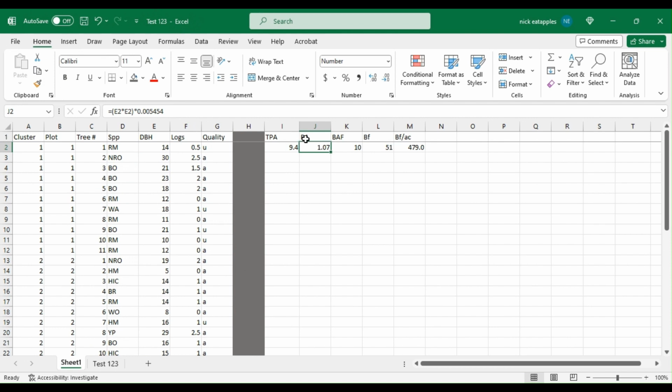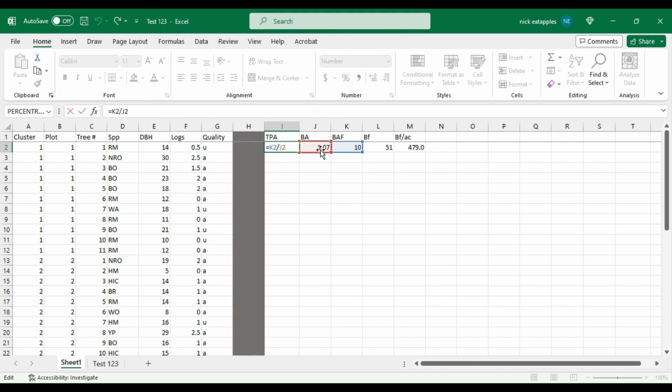So we can see basal area you figure out by DBH squared times 0.005454. So we take that number, and when you multiply it by our trees per acre, that gives you basal area. Trees per acre we figure out by taking your basal area factor, 10, and dividing it by the stem basal area. So that's how that works.